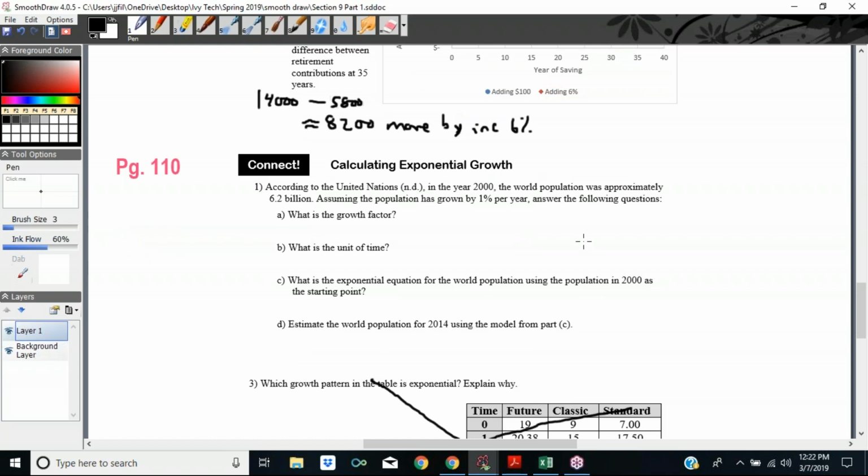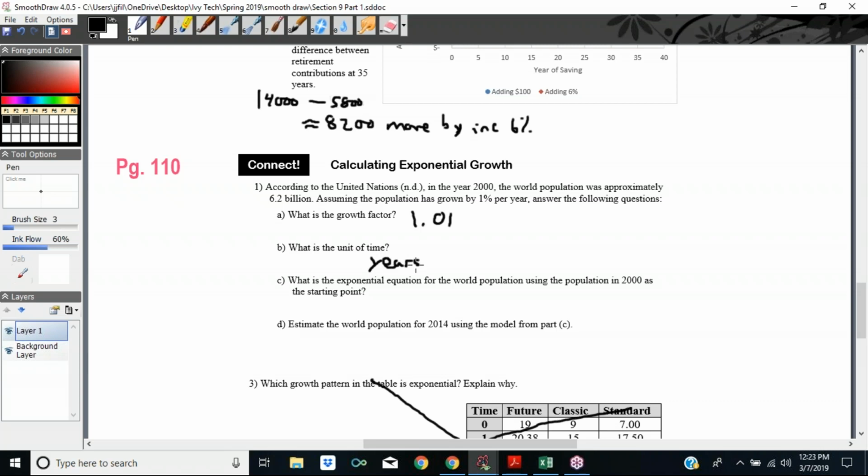It says, according to the United Nations, in the year 2000, the world population was approximately 6.2 billion. Assuming the population has grown by 1% per year, answer the following questions. What is the growth factor? If it's growing by 1% per year, what would the growth factor be? Thank you, Megan. 1.01, right? 100 plus 1% is 101%, so 1.01. And Stephanie, what is the unit of time? What is the time being measured in here? Years.